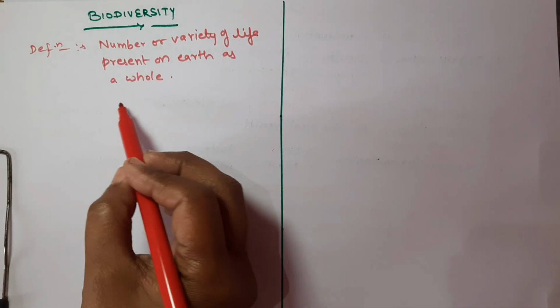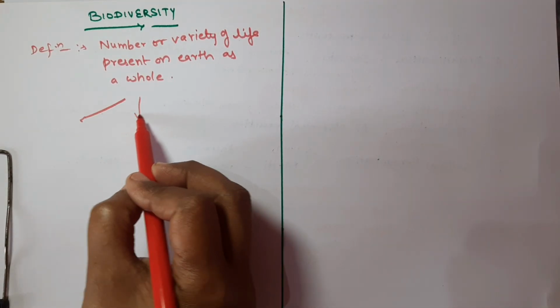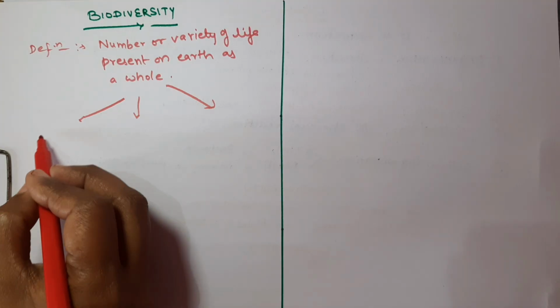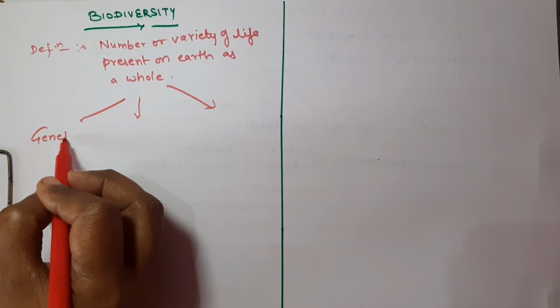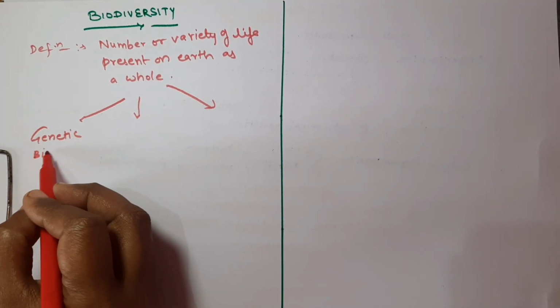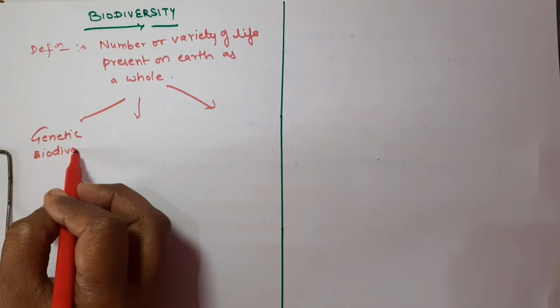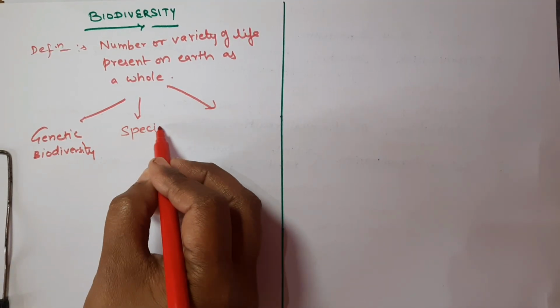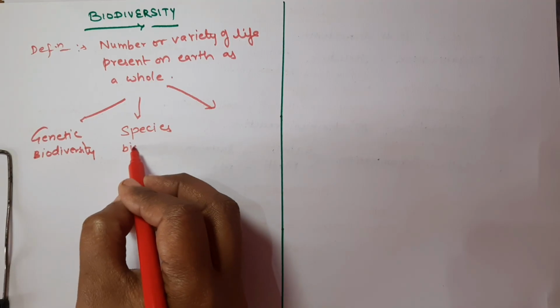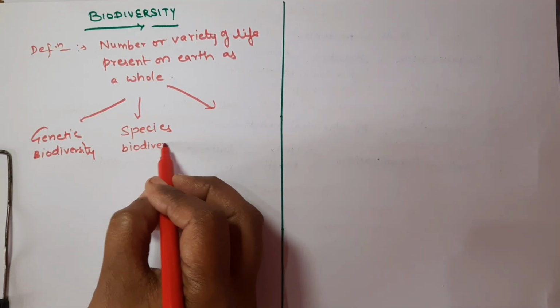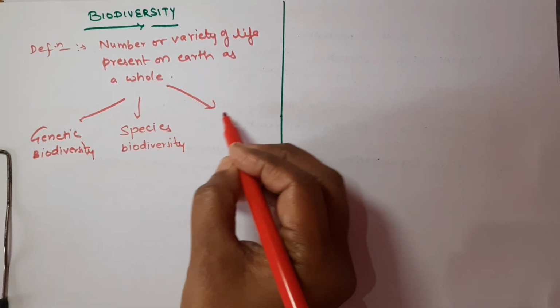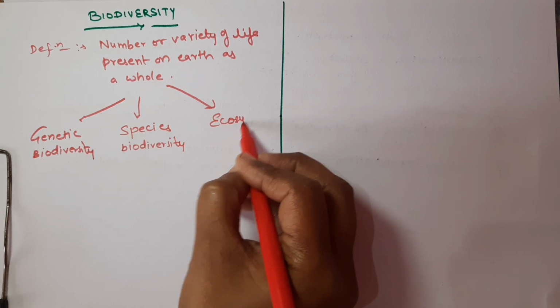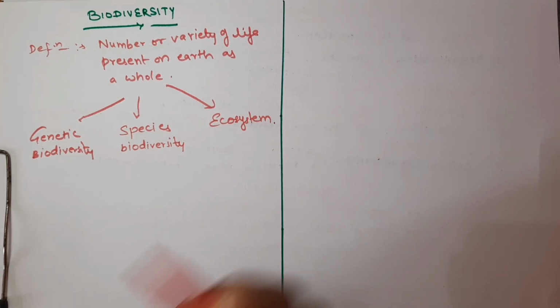Okay, so basically there are three types of biodiversity. The first is genetic biodiversity. Then there is species biodiversity. Then there is ecosystem diversity. Okay, so we will discuss one by one.